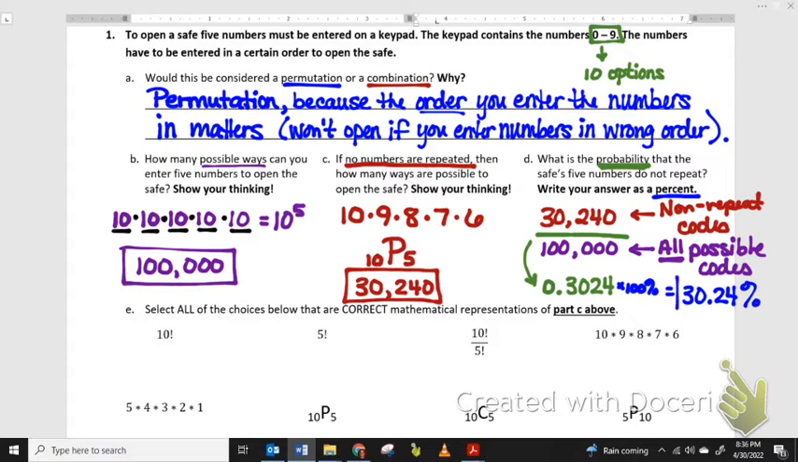All right, one more part to this question. We've hit a lot of big ideas from this unit in this question. Select all the choices below that are correct mathematical representations of part C above. Which ones of those jump out at you as correct mathematical representations? How did we find the answer to part C? Top. Yep. We've got this one right here. 10 times 9 times 8 times 7 times 6. Any of the others?